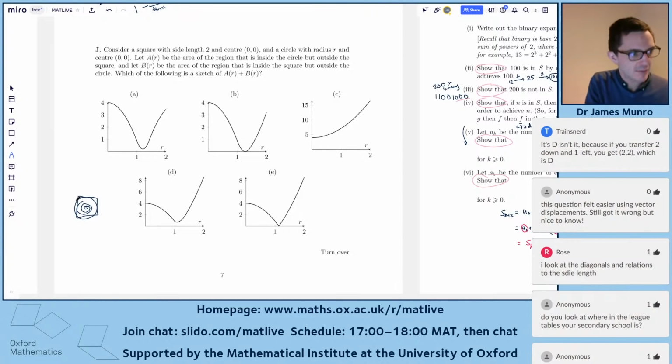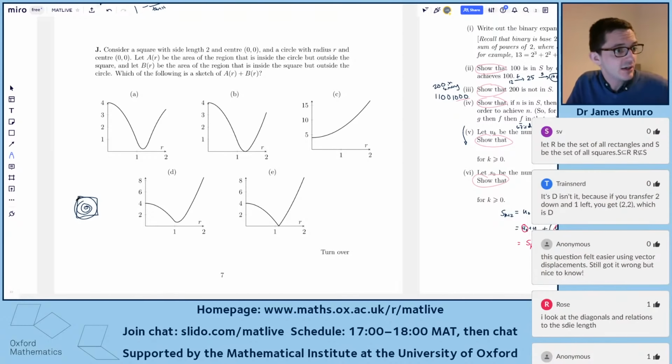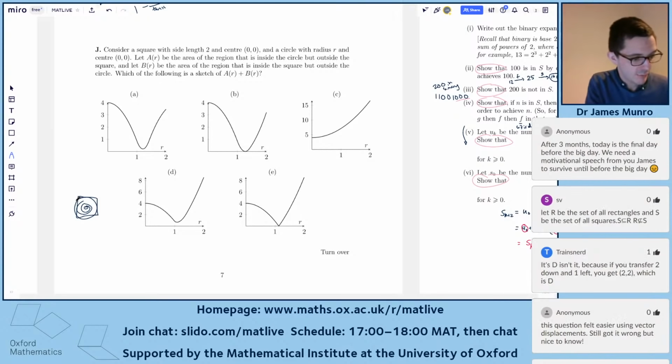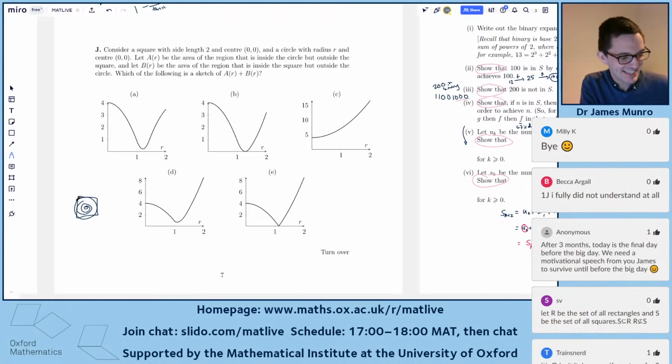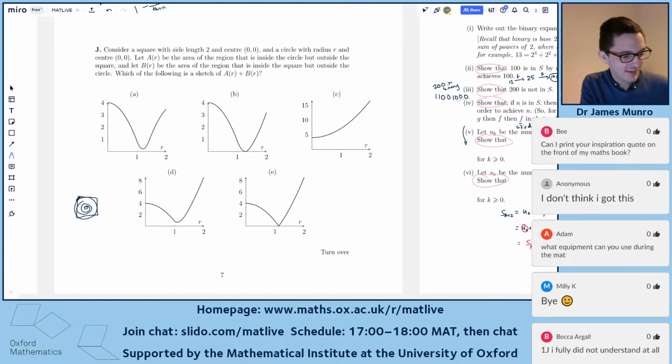Okay. People are going to tell me off for using the phrase centre of a square, aren't they? Good, cool. 2 down and 1 left, which I think is right. Yeah, Trains Nerd has got a thumbs up for that as well. 1J I didn't understand at all. Bye, Millie. I don't think I've got this, says someone in chat. Aww. Matt's not on the word cloud. Yeah, it's weird, that one.